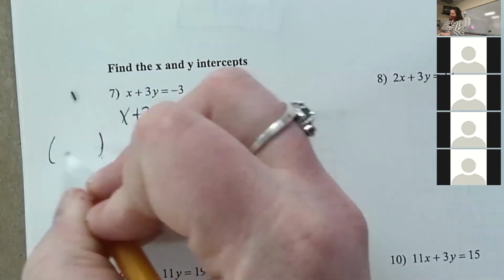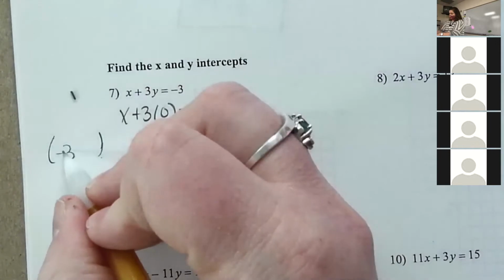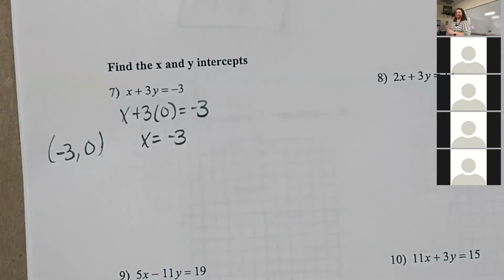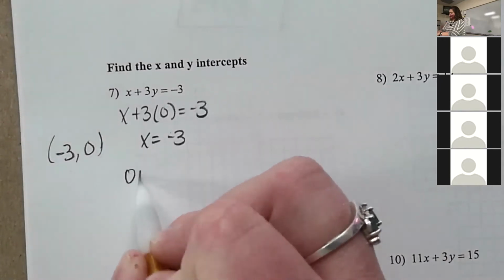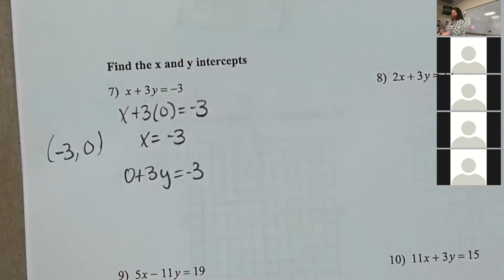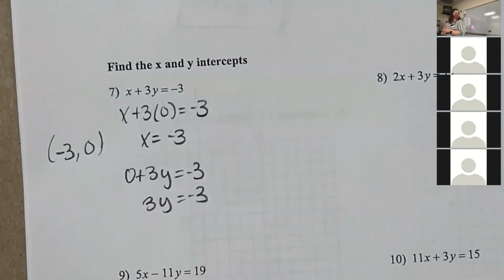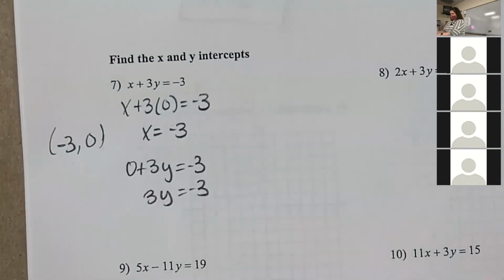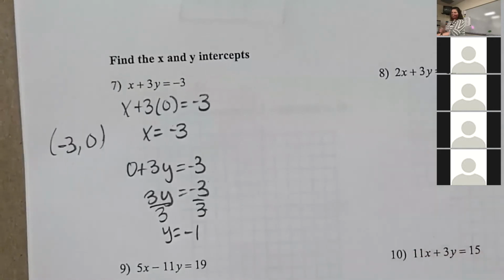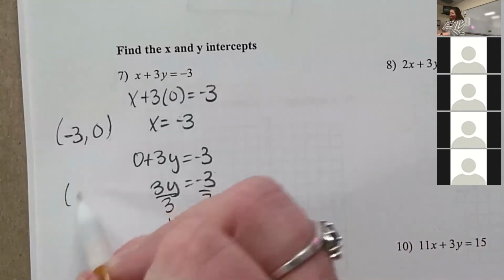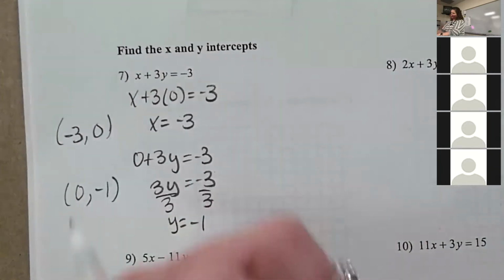So I need to write it as an ordered pair. X is -3. And then what was y? 0. Okay, well, that's the x-intercept. Still haven't found the y. So I need to put 0 in for x. Good. So I have 0 plus 3y equals -3. That's just positive 3y equals -3. Divide by 3. What's y? -1. So when I put in 0, I got out -1.